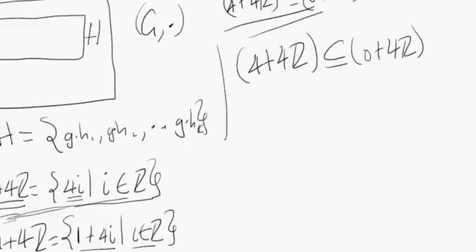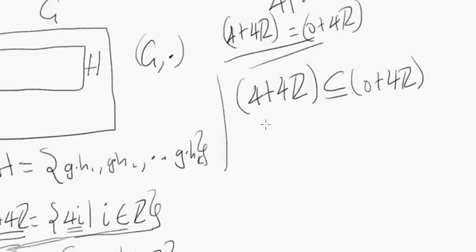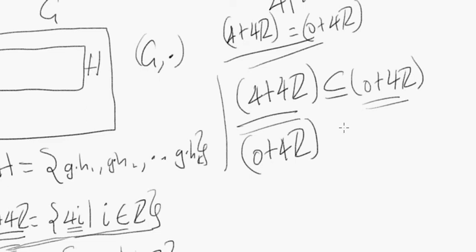Because, once again, every integer which is divisible by 4 is in 4z. So, since every element of the form 4 plus 4z is also divisible by 4, giving a remainder of 0 when divided by 4, every element in here must also be in 0 plus 4z. But is it true that 0 plus 4z is also a subset of 4 plus 4z? That's what we need to check.